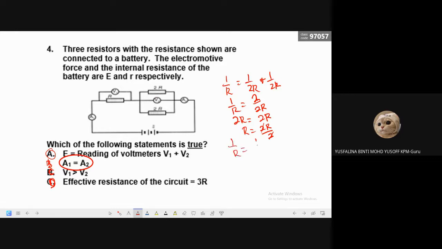1/R equals 1/2R plus 1/2R. So 1/R equals 2/2R. 2R equals 2R. So R equals 2R over 2. So 1R, right? So it's the same actually.